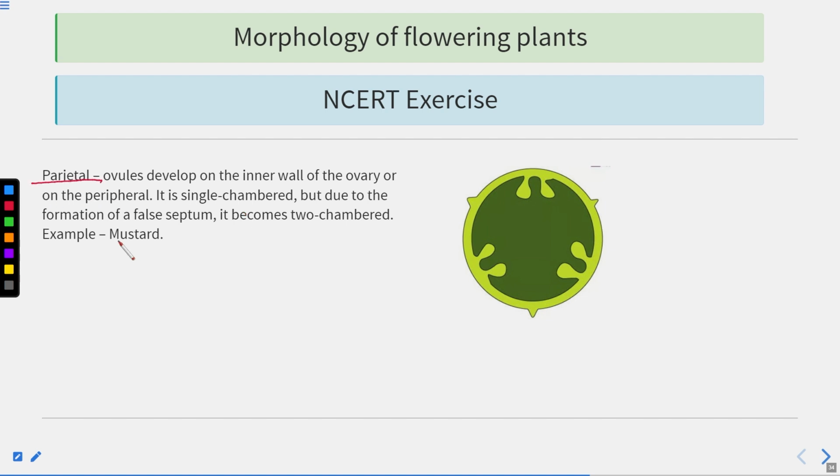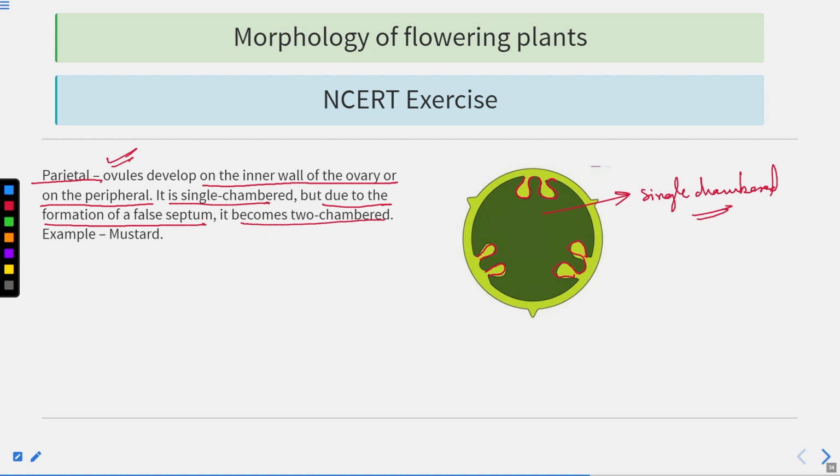Parietal placentation. The ovule develops on the inner wall of the ovary or on the periphery. So ovules are attached on the inner wall of the ovary. It is single chambered. If you see the whole ovary, this is single chambered. But due to the formation of a false septum, it becomes two chambered. Sometimes it divides into two locules, and it becomes two chambered. So that you see in the case of mustard. Parietal placentation.